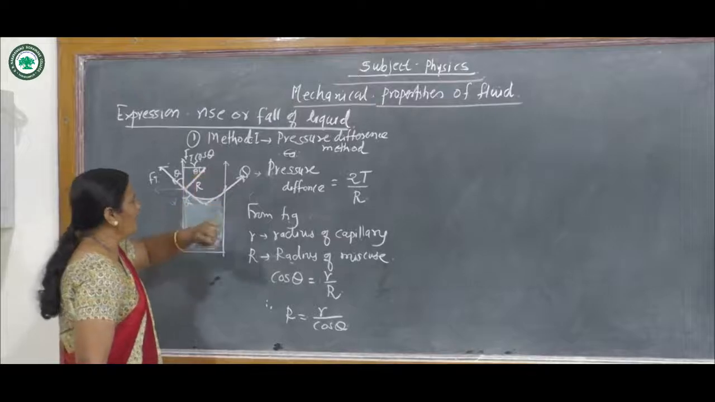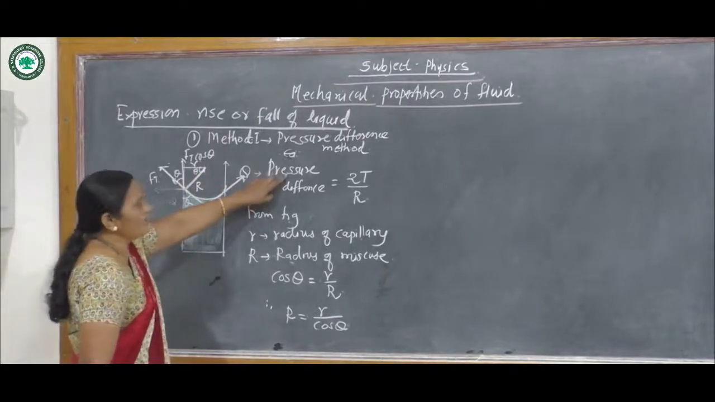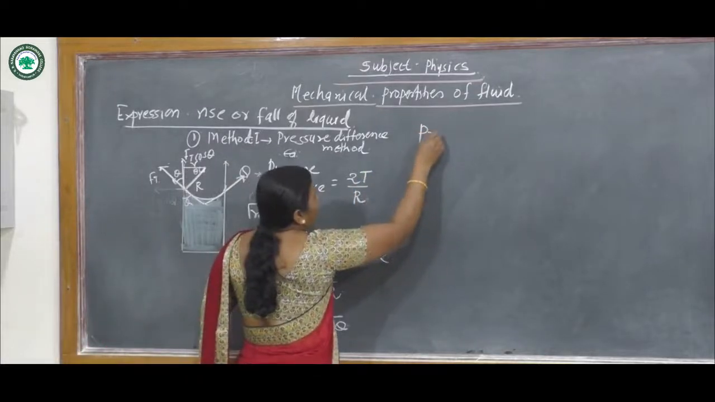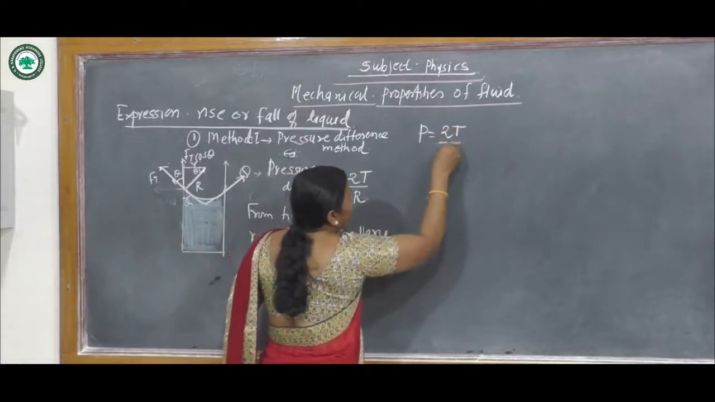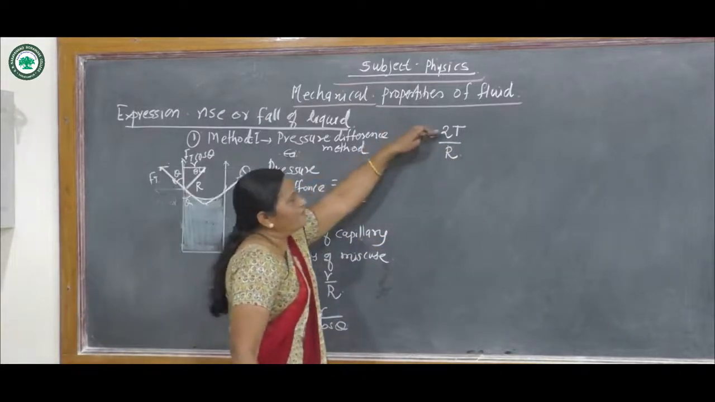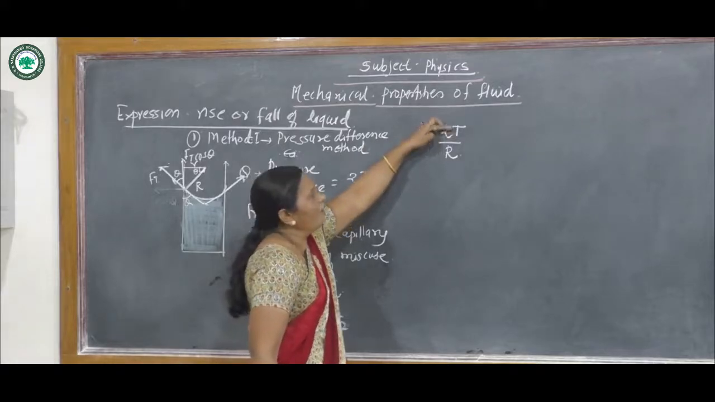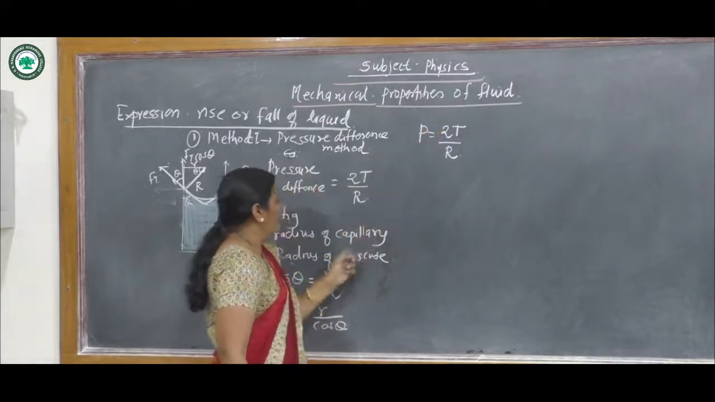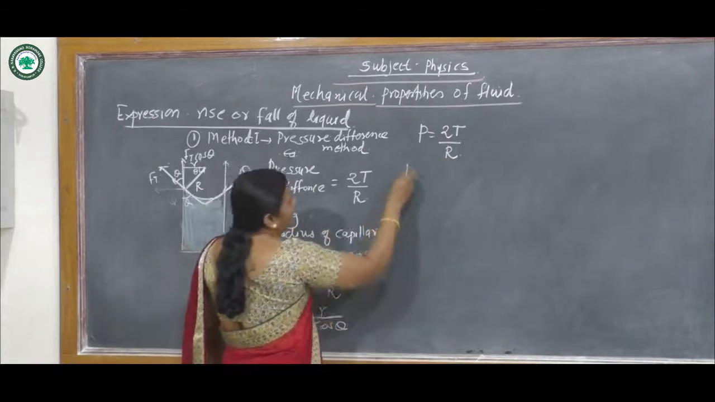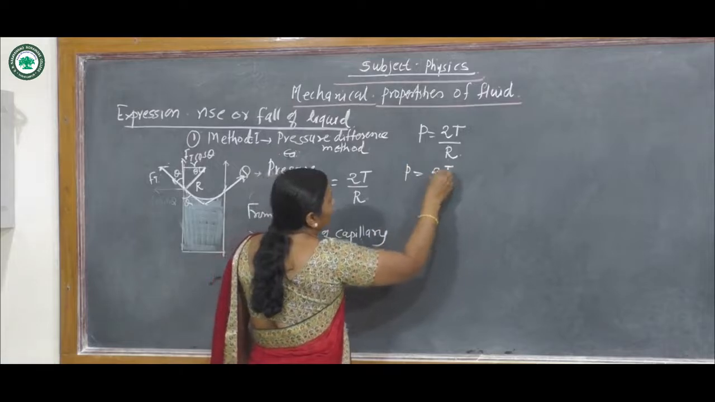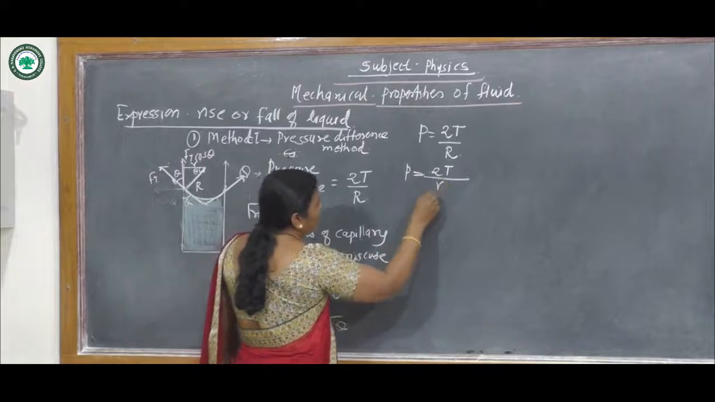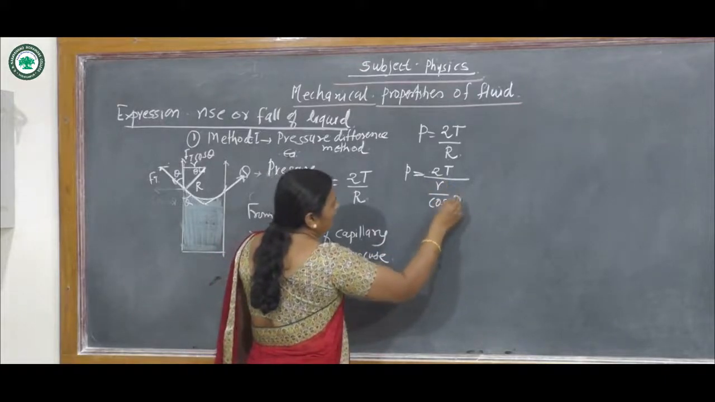Now see, again we know this equation, that is, Laplace's spherical membrane law. Pressure difference P is equal to 2T divided by R. In this case, P is the pressure difference, T is surface tension, and R is the radius of this meniscus. Substitute the value of R here. We get P is equal to 2T divided by the value of R, which is r divided by cos theta.